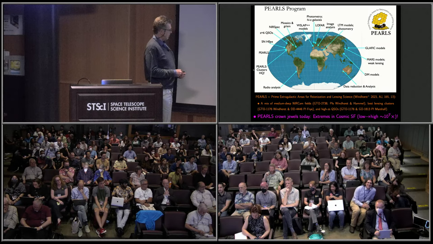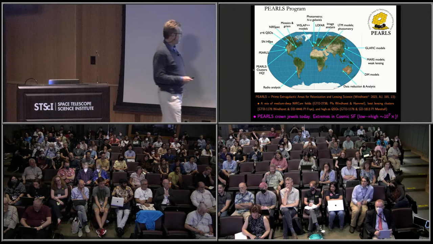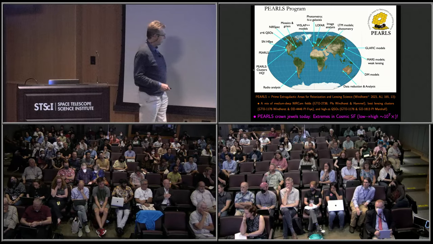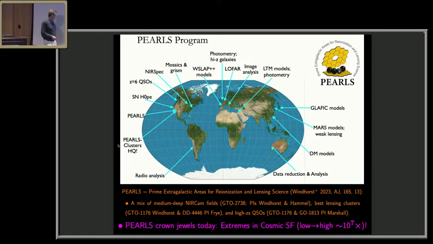Okay, so PEARLS stands for the Prime Extragalactic Areas for Reionization and Lensing Science. We have an overview paper here. It's a mix of medium deep NIRCam fields. I left the deep fields to the other GTO and GO proposers. Some best lensing clusters that includes Brenda Fry and a group at U of A and a large number of cluster experts, as well as some high redshift QSOs about which I'm not going to say much today. So I will talk about the crown jewels, and in particular I will focus on the extremes in cosmic star formation. That turns out to be a factor of 10 to the 7 in star formation rate.